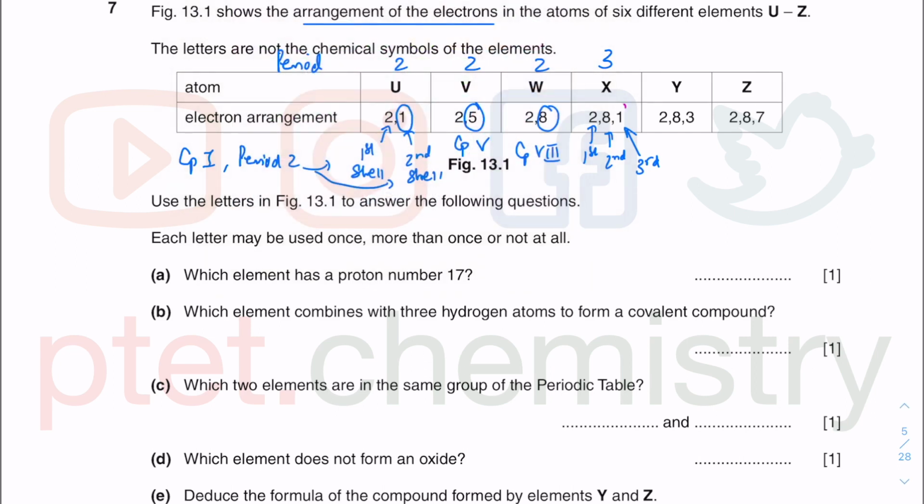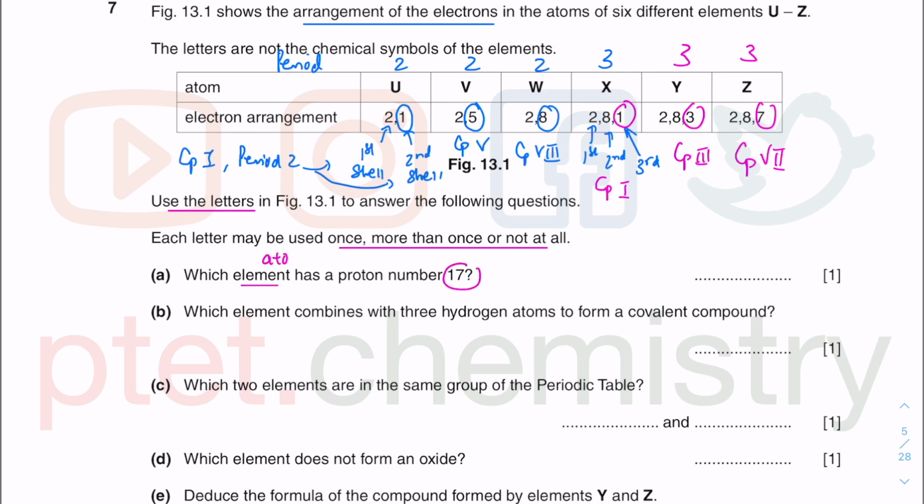And then we have 1 electron in the outer shell, so this is group 1, this is group 3, this is group 7, and this fills the first, second, and third shell, so it's period 3 and period 3. Now we've got to use the letters because that's what the instructions say. You can use it once, more than once, or not at all. Which one has a proton number 17?